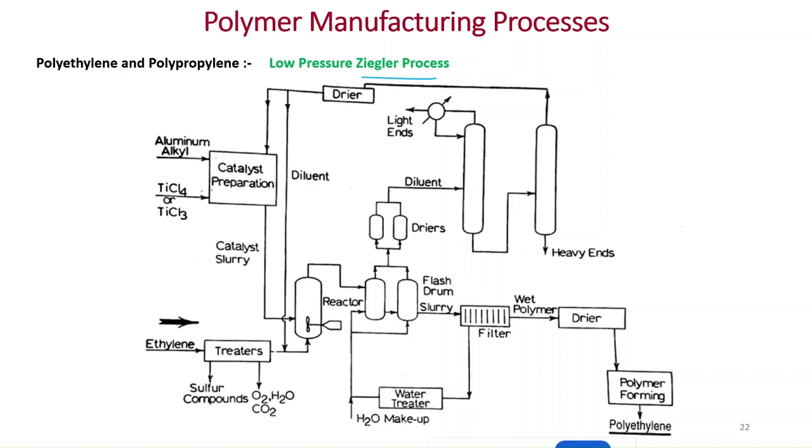Aluminum alkyl and TiCl4 or TiCl3 are both fed, and this is the catalyst preparation stage. From that, the catalyst slurry is fed to the reactor, along with ethylene. After some treatment, like sulfur compound elimination and oxygen and H2O elimination, it is fed to the reactor. From the reactor, the product is sent to the flash drum.